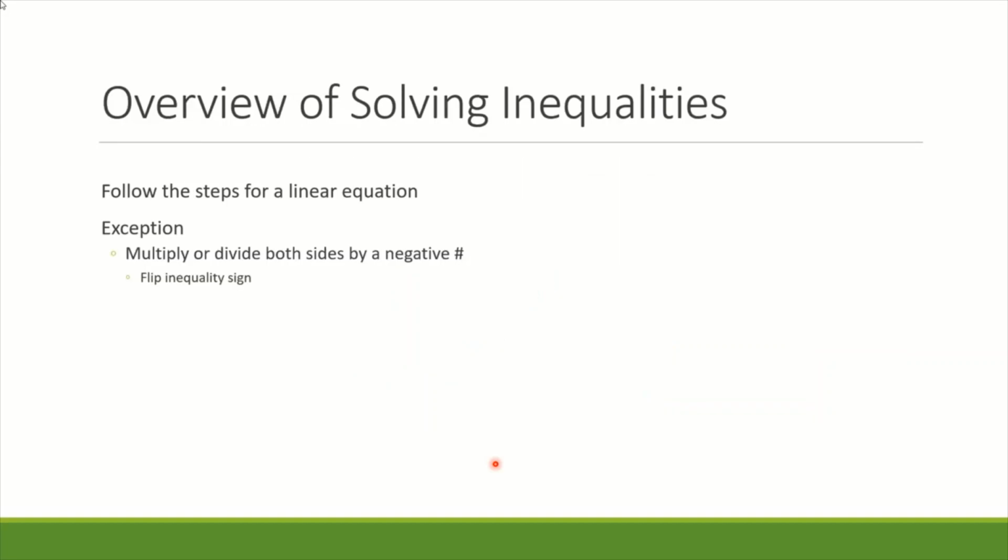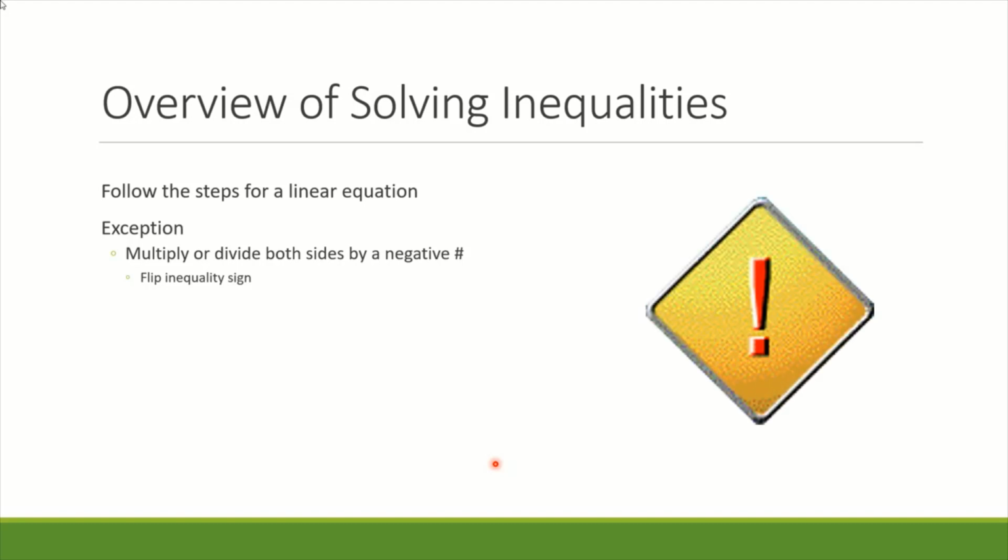So let's look at inequalities. As you saw, formulas are exactly the same as solving equations. Solving inequalities is the same as a linear equation, except when you multiply or divide both sides by a negative number, you have to flip the inequality sign. So that sign is to tell you to slow down a little bit. You have to flip the inequality sign when you multiply or divide by a negative.